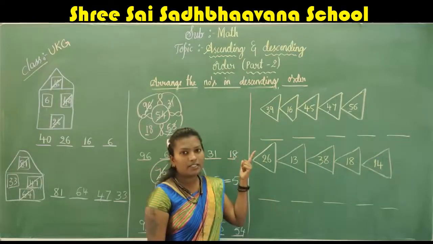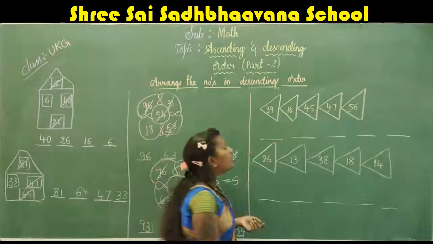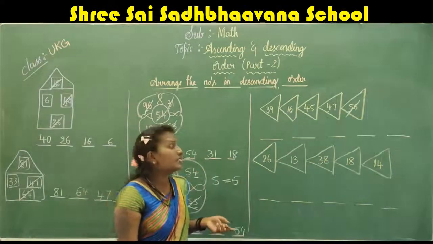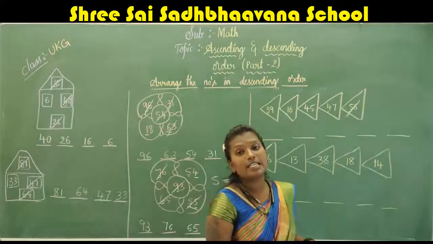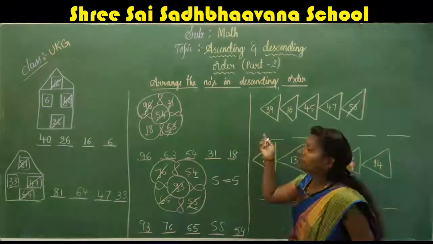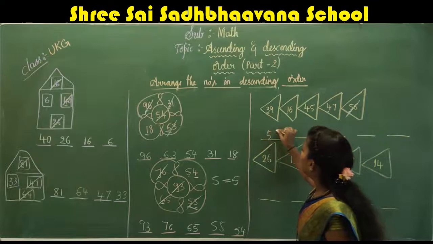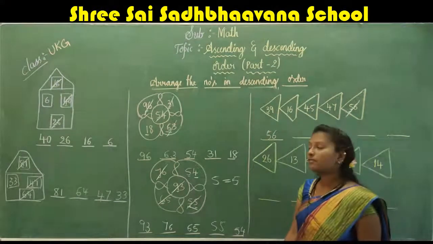Is there another number with 5? No. So 56 is the biggest number. We have to cancel 56. That number 56 we have to write in the first place. Okay, this number 56 we have to write in the first place.